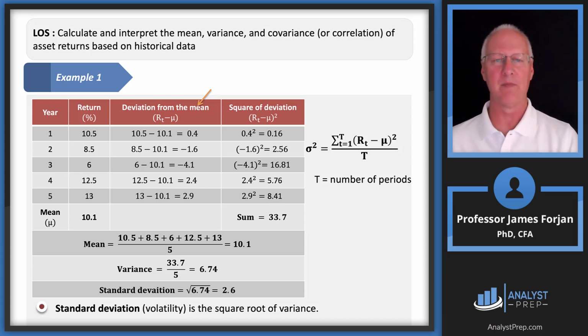And then we're going to divide by 5, and that gets us a variance of 6.74. And take the square root of that, that gets us 2.6. Notice our last bullet point, standard deviation, is the square root of the variance.